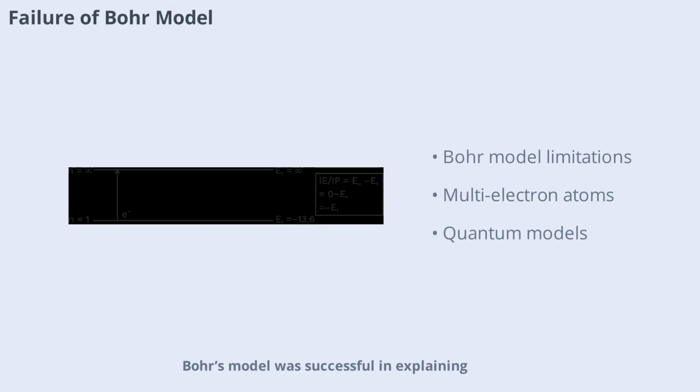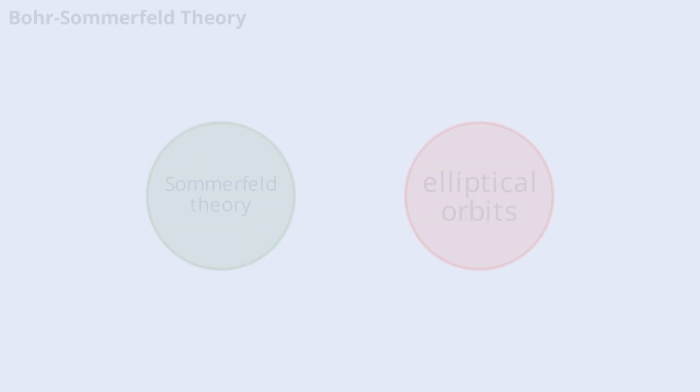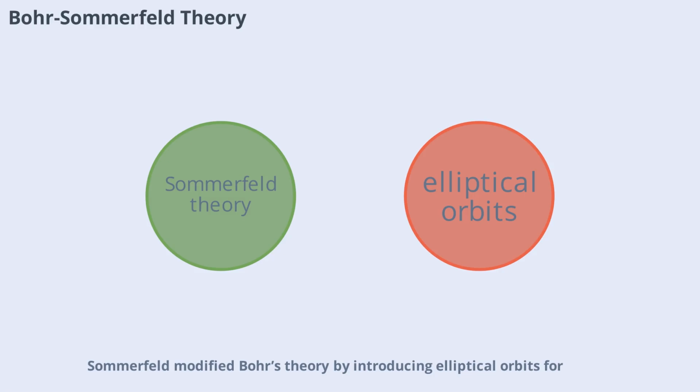Bohr's model was successful in explaining the spectra of hydrogen and one-electron systems, but it failed for atoms with more than one electron. It couldn't explain multiple spectral lines, splitting of lines in magnetic and electric fields, or the uncertainty principle. These limitations led to the development of more advanced quantum models, such as the Bohr-Sommerfeld theory and wave mechanical models. Sommerfeld modified Bohr's theory by introducing elliptical orbits for electron paths and considering relativistic variations in electron mass.